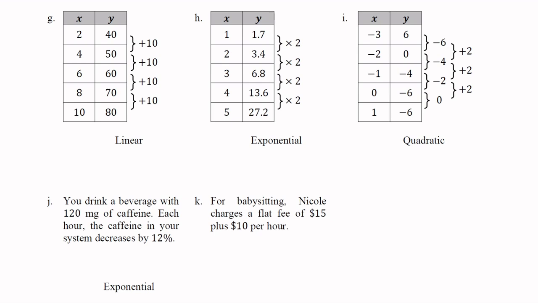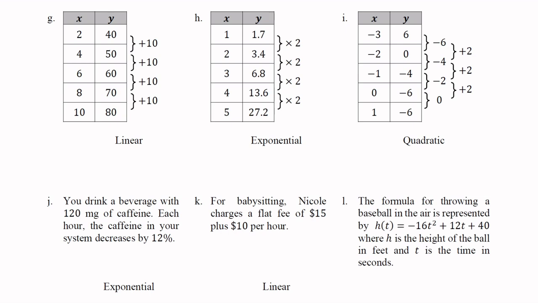So an initial amount of $15 plus $10 for every hour, which is the constant amount, so that makes it linear. And then the formula for throwing a baseball in the air is represented by this function. Well, we can just look at the function here, and we know that the shape of a ball being thrown in the air is a parabola, so this is quadratic.